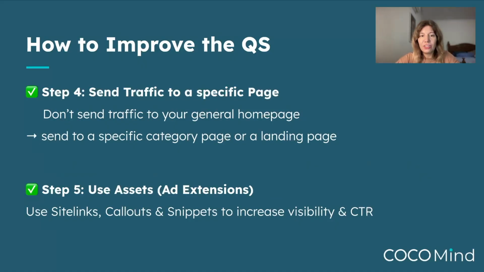Then number 4, send traffic to the right page. Don't send traffic to your homepage. For example, if you're an e-commerce shop and you sell different products, if you have a shoe ad, don't send traffic to the general homepage. Send the traffic to the shoe category page or to a specific landing page designed only for shoes. And last but not least, use assets like the ad extensions. Use site links, callouts, and snippets to increase the visibility and the click-through rate of your ad. With adding these extensions, you make your ad bigger, so the user more likely sees your ad.